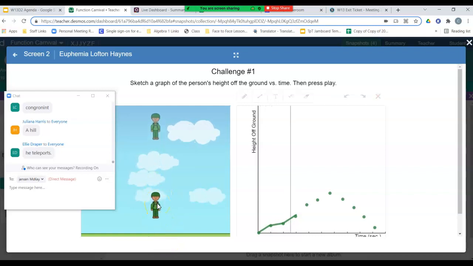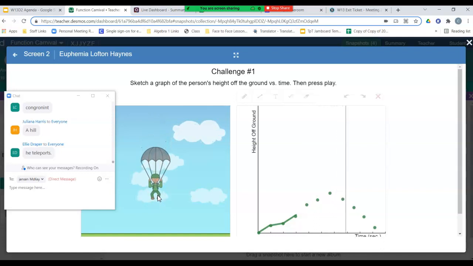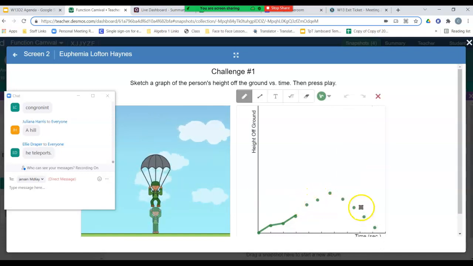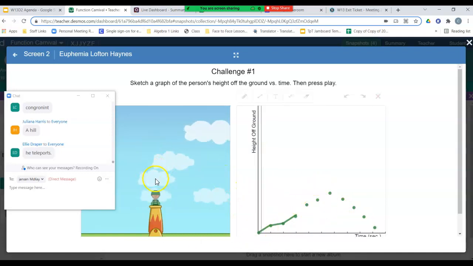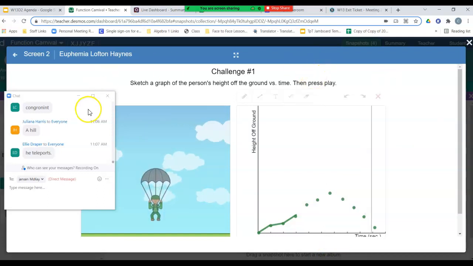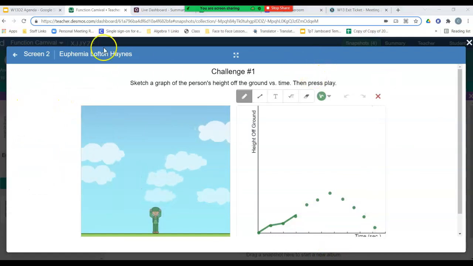Remember, the green guy, it doesn't do it on Desmos, but yeah, he would be like here and then here and then here and then here. Yeah, you have to actually connect it to make it go. And obviously, I think Euphemia realized that he's going a little too slow. He needs to go a little faster. But the dots aren't a bad idea. Dots aren't a bad idea, so keep that in mind.